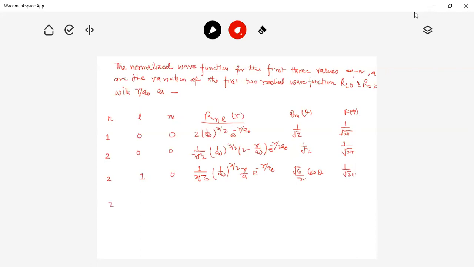Now we have 2, 1, 1. So this is 1 upon 2 under root 6, (1 upon a0)^(3/2), r by a0, e raised to the power minus r upon 2a0. And here it is under root 3 by 2 sine theta. And here it is 1 by under root 2 pi e raised to the power i phi.